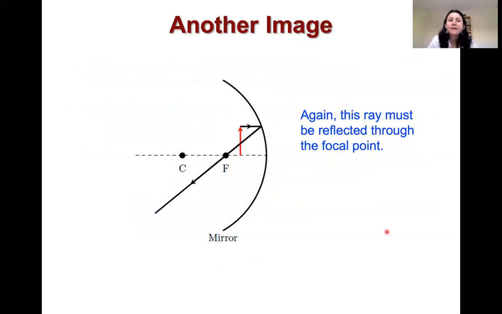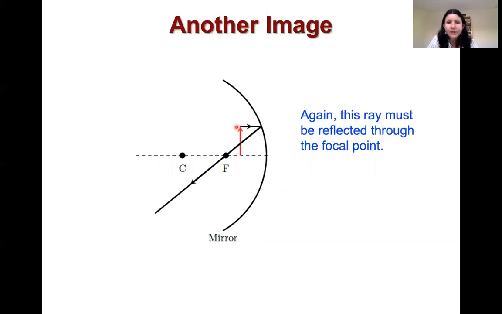Now let's see if this same concave mirror can make a different type of image. Let's put our object a little bit closer to the mirror than before. So remember, in the original ray tracing, we had our object to, I think, the left of C, so somewhere over here, and now we have it in between the mirror and the focal point. So how do we apply our three principal rays to figure out the image made by this object, which is located here?